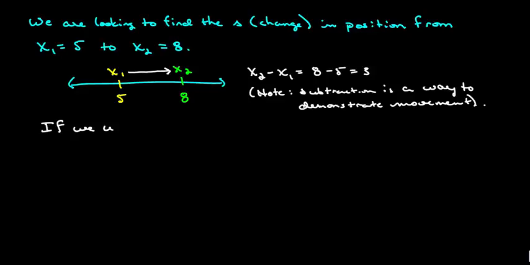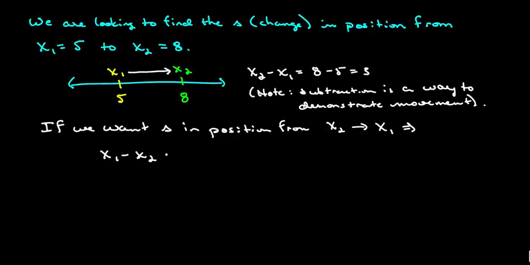So let's say we wanted to go the other way. So we wanted the change in position again, but this time we wanted it from x2 to x1. Okay, well, if that's the case, then we take where we want to end up minus where we started. And so that'll give us 5 minus 8, which is negative 3.